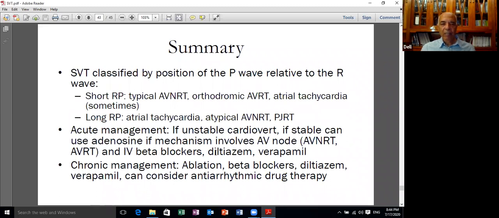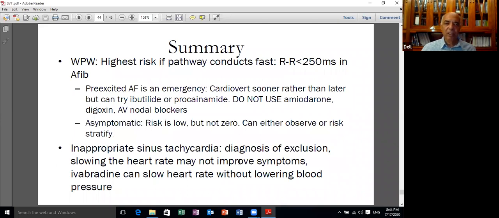Acute management: if unstable, cardiovert; if stable, use adenosine, then move from adenosine to AV nodal blocker drugs. If nothing works, then we can go to class 3. If there is no structural heart disease, we can use 1C drugs. For chronic management, ablation is the first choice. If the patient refuses, we offer him drugs. But the next time we discuss ablation again. Third time we discuss ablation again until he gets convinced. If not convinced, then he can continue with drugs, and you can use antiarrhythmic drugs in the order we mentioned.